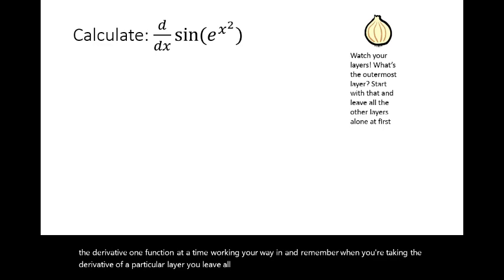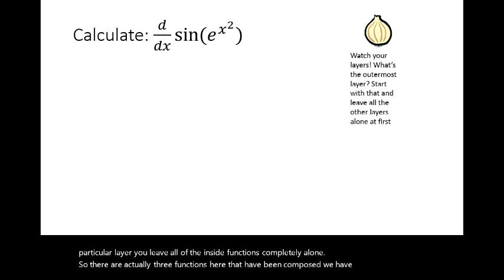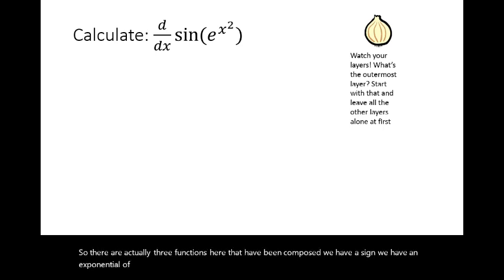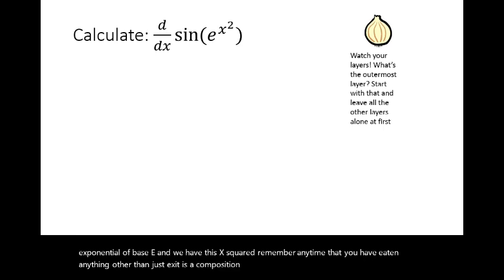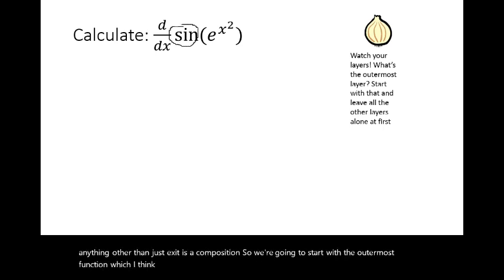So there are actually 3 functions here that have been composed. We have a sine, we have an exponential of base e, and we have this x squared. Remember, anytime that you have e to the anything other than just x, it is a composition. So we're going to start with the outermost function, which I think is obvious. Sine is the outermost function.